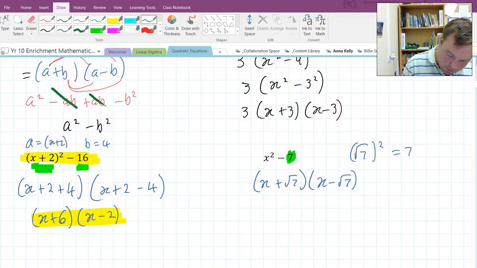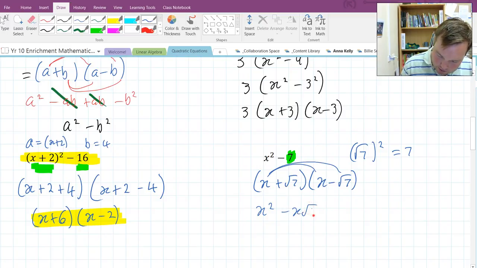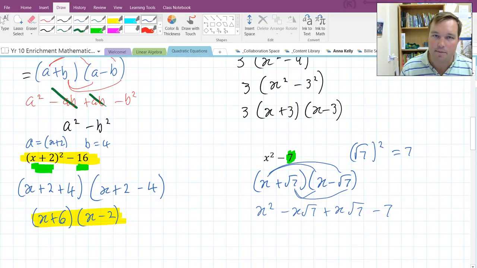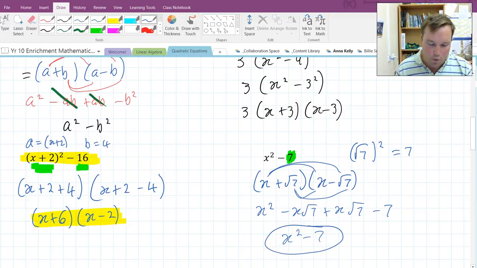And we can double check if we want. So x times x is x squared. X times negative root 7 is negative x root 7. X times root 7 is plus x root 7. Then root 7 times negative root 7 is just negative 7. The two terms in the middle, once again, are like, and they cancel. So x squared take 7. So even though there's not a squared term there, as in 7's not a special squared number, we can still do it.